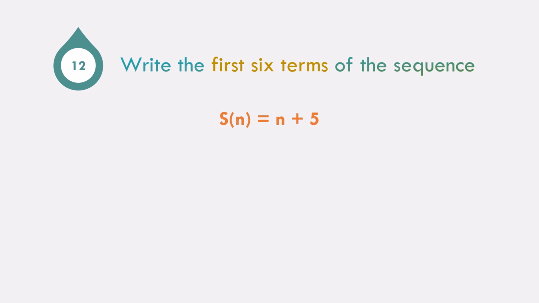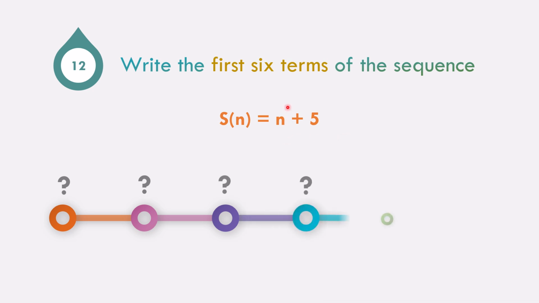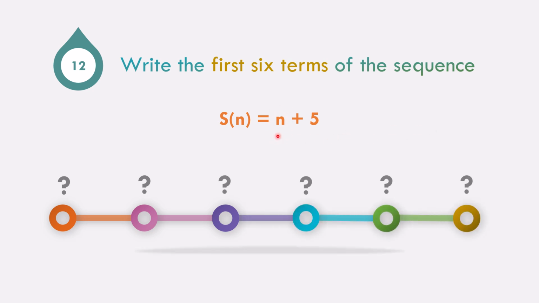How about example number 12? Let us write the first 6 terms of the sequence s of n is equal to n plus 5. So we need to replace n by 1 up to 6. So 1 plus 5, that is equal to 6. 2 plus 5, that is 7. And then 3 plus 5, that is equal to 8.